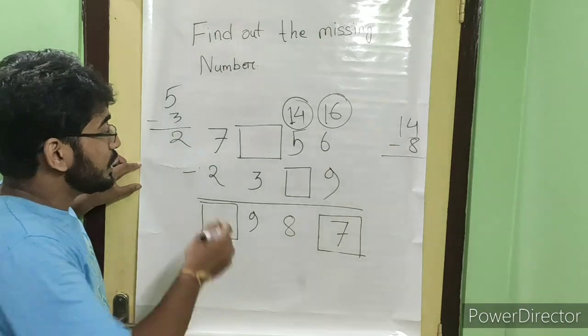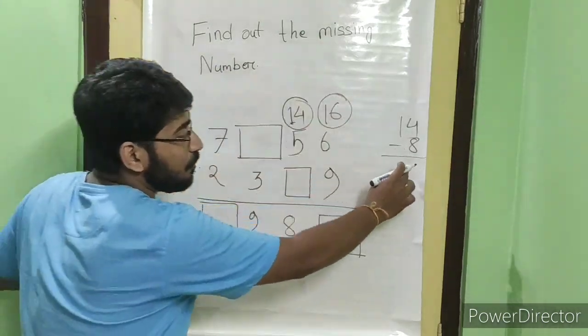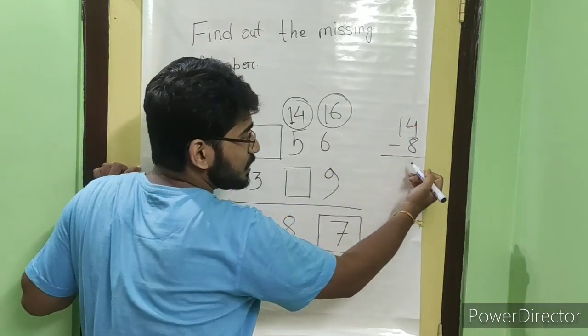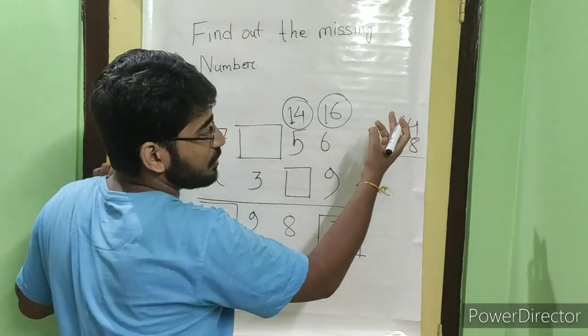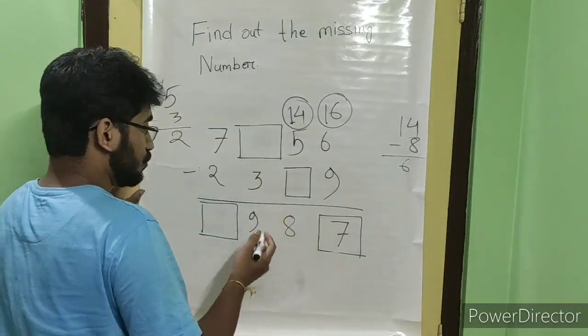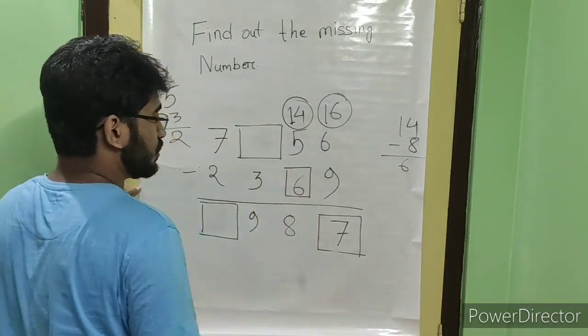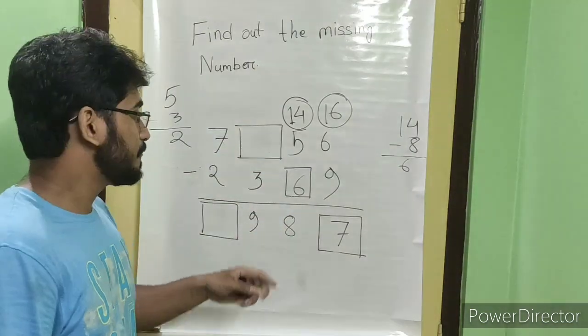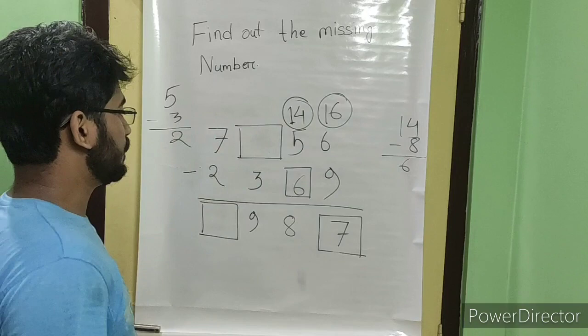Same process we will follow here. So 14 minus 8, how much? 9, 10, 11, 12, 13, 14. So the answer is 6. So we will write 6 here. So 14 minus 6 equals 8. Going to the next level.